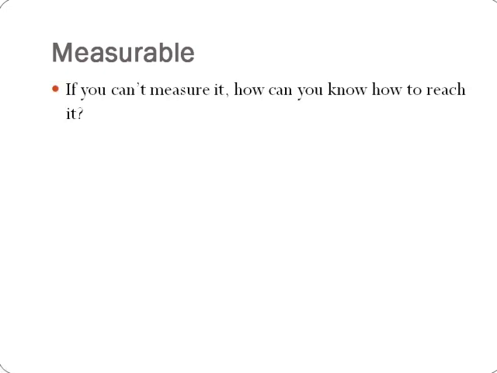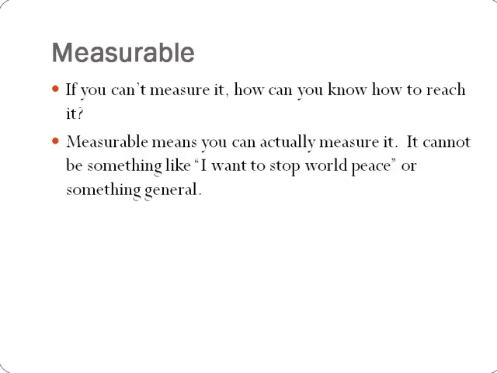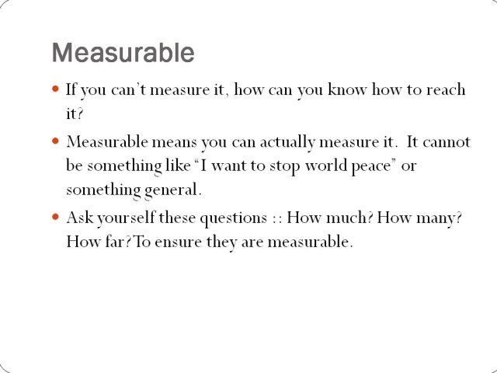Measurable: if you can't measure, then how are you going to know that you're going to reach that specific goal? Measurable means that you can actually measure it. It cannot be something like, I want to stop world peace, or something general like that. You've got to ask yourself these questions: how much, how many, and how far, to ensure that they are measurable.